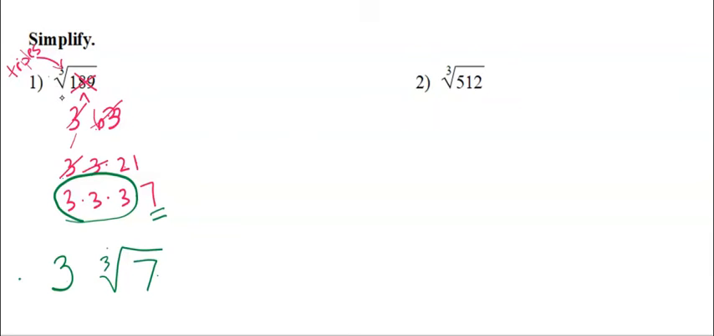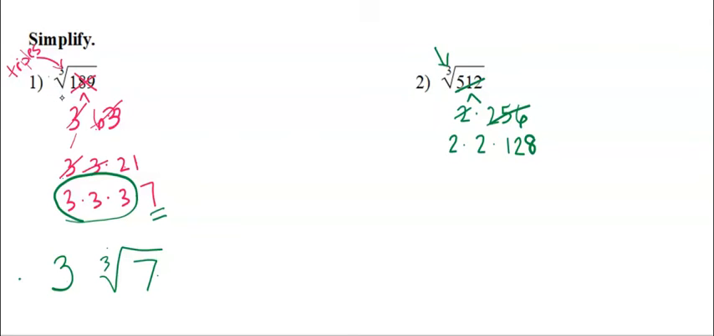All right, let's try example number 2. We have the cubed root of 512. I know it's even, so I'm just going to divide that by 2, and we'll get 256. Once again, we're looking for triples because we have a cubed root. So the 2 stays, and 256 is also even, so I'll try 2 again, and I get 128.